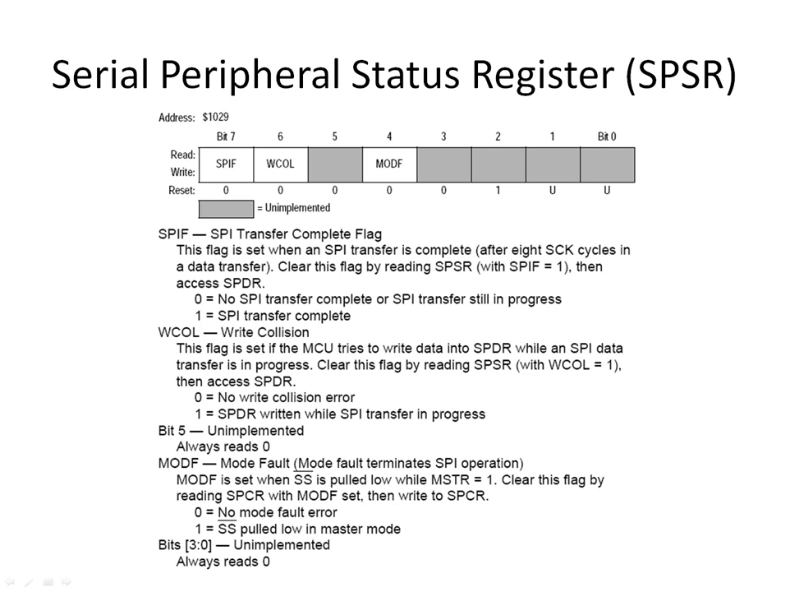And then we have the last bit, which is the MODF bit. This is a mode fault, and mode fault terminates SPI operation. The MODF is set when the slave select is pulled low while master is equal to 1. Clear this flag by reading the SPCR with MODF set, then write to SPCR. Well, in most instances, if you have it set to a master, you don't want to activate it to tell it that it's acting as a slave. And so that's what it's referring to here.